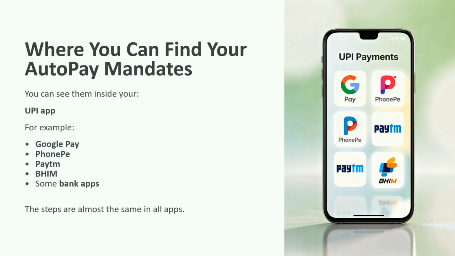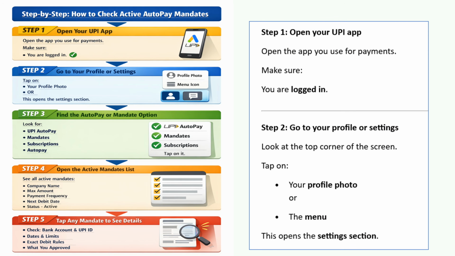Where can you find your AutoPay mandates? You can see them inside your UPI app. For example, Google Pay, PhonePe, Paytm, BHIM, and some bank apps. The steps are almost the same in all apps. Now we will see how to check active AutoPay mandates.